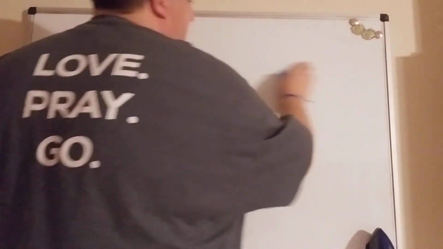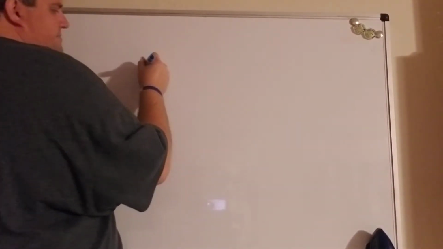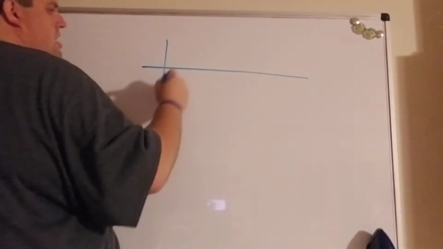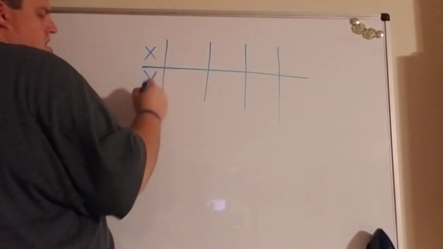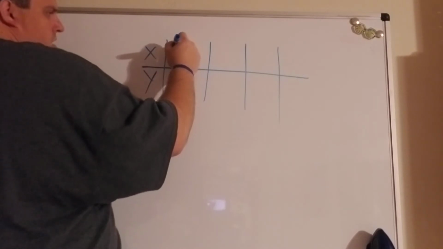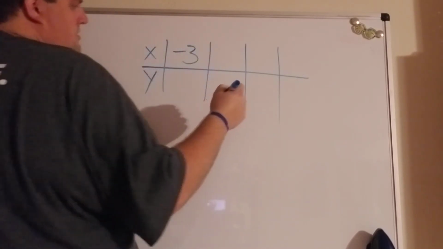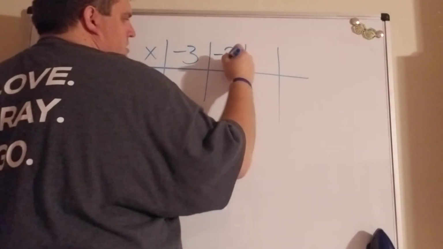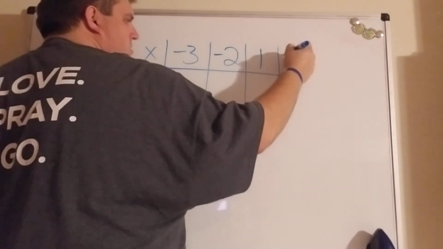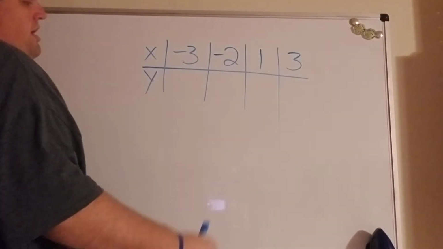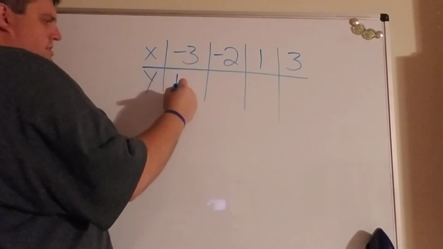All right, so then they might say, here is a function, and we have some numbers in here.